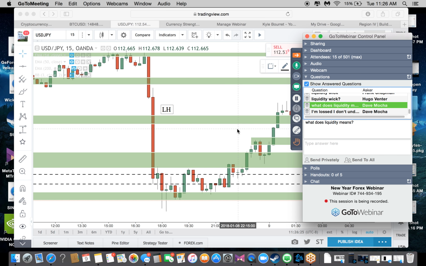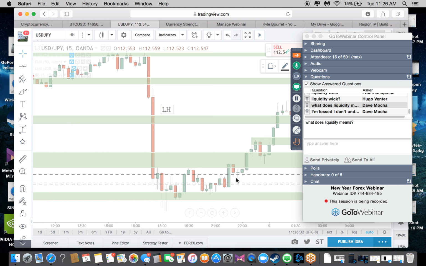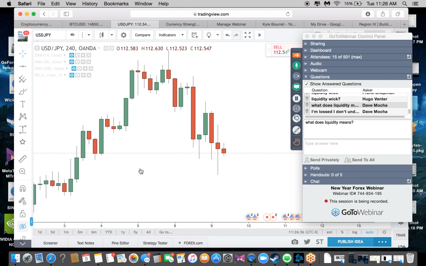what liquidity means. So Dave, what a liquidity wick means is what price is going to do. Let's look at the 4-hour time frame, right? This is what liquidity wick means, okay? We have bearish momentum and structure. We've already shown that we're going down via higher time frames for this moment. We already know that we're going down.